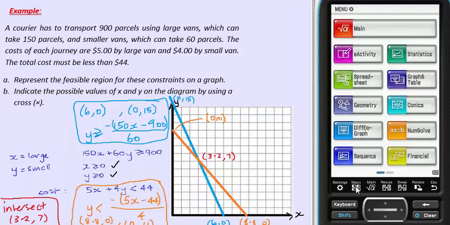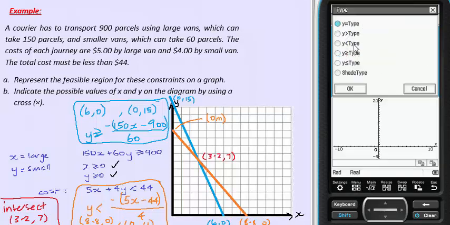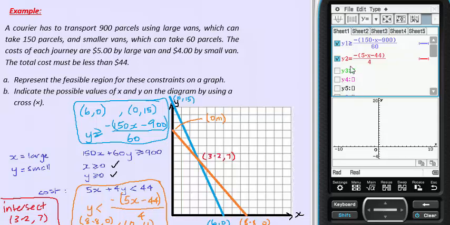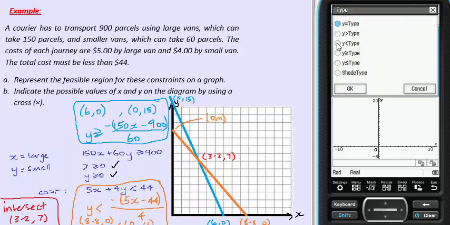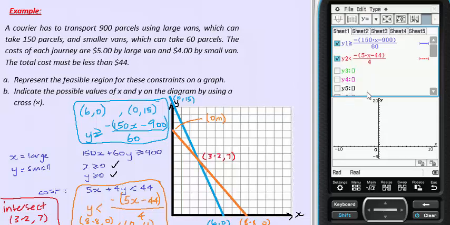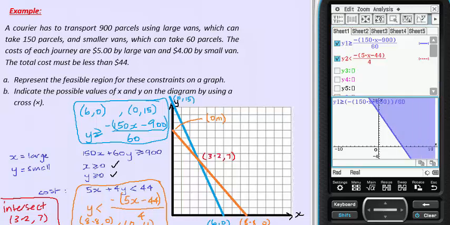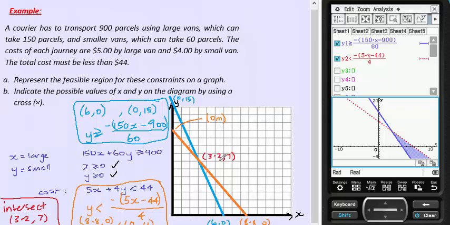So now I go over to the graphing section. And in the graphing section, I'm going to change my signs so they're appropriate. The first one is greater than or equal to. The second one is less than. And I'm saying OK. And now when I sketch these, I can see that my feasible region is the region down here. So this is where I need to be focusing.